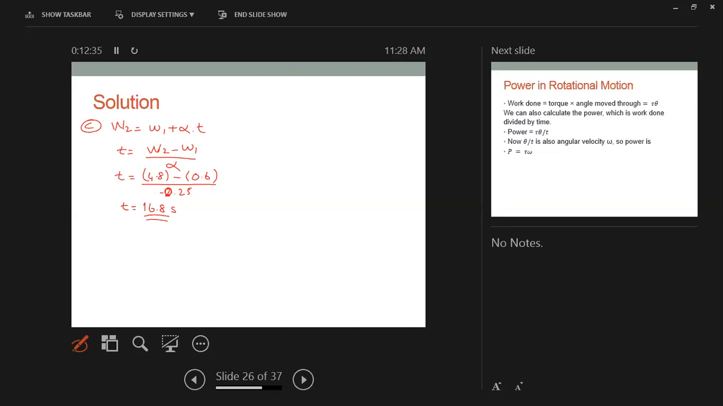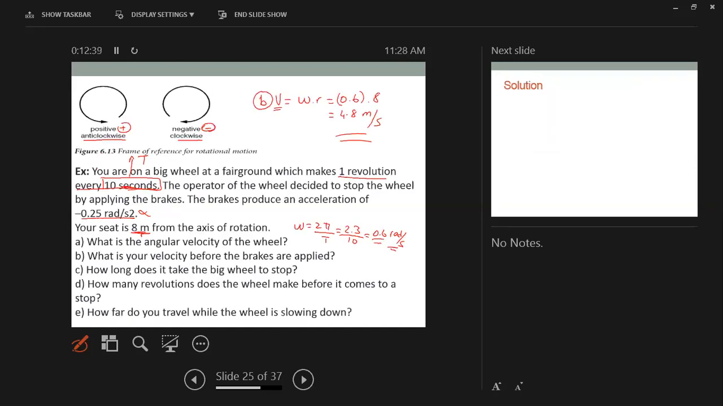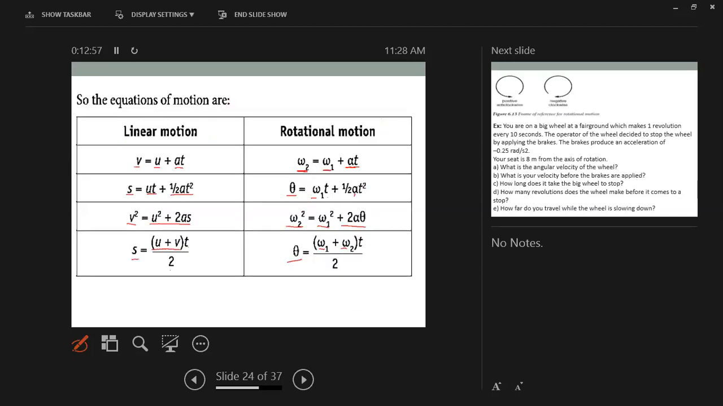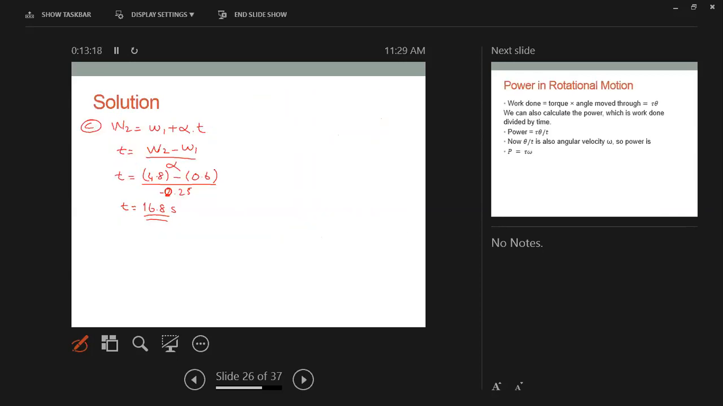So let's go back. What is it asking us? How many revolutions does the wheel make before it comes to a stop? So to find the revolutions, first what do we have to find? First we are going to find displacement. To find displacement, which formula should we apply? Look at formula number 3 here. We have final angular velocity, initial angular velocity, and angular acceleration, so we are just going to look for displacement.